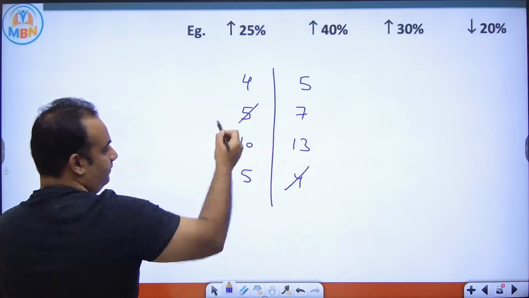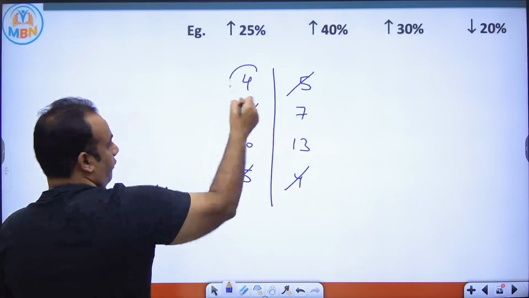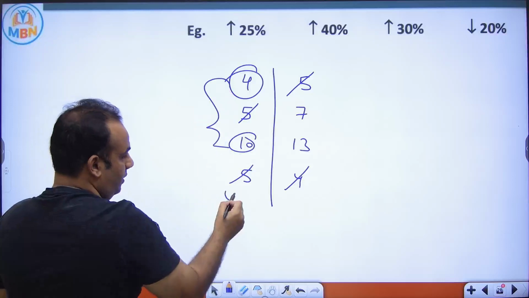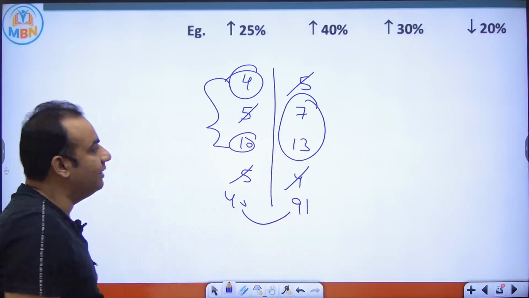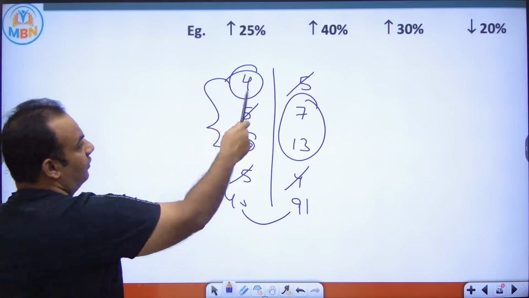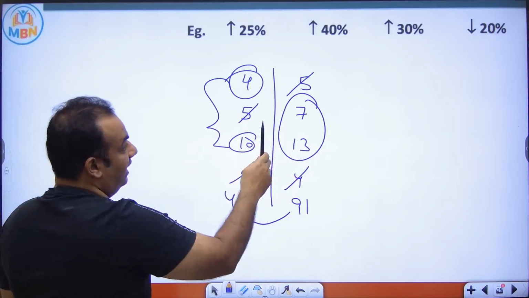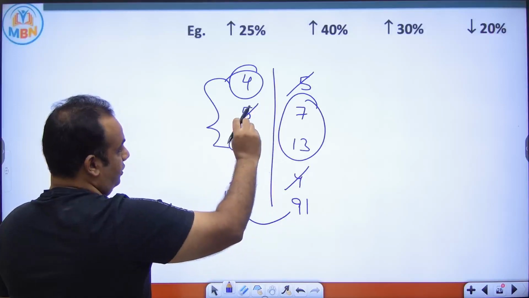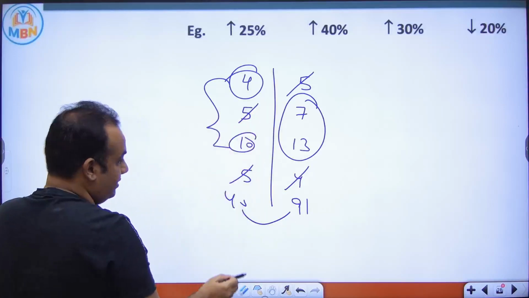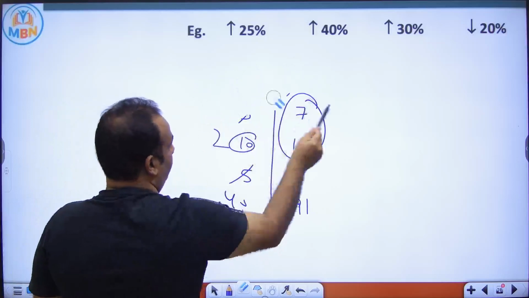Cancel out. What can you cancel out? 4 into 10 is 40. And this is 7 into 13, which is 91. So from 40 to 91. I'm just checking once. 4 to 5, 5 to 7, 10 to 13, and this is 5 to 4. So this is cancelled. Sorry, I think we have cancelled it wrong. Just wait. I'm doing it once again. Please see.